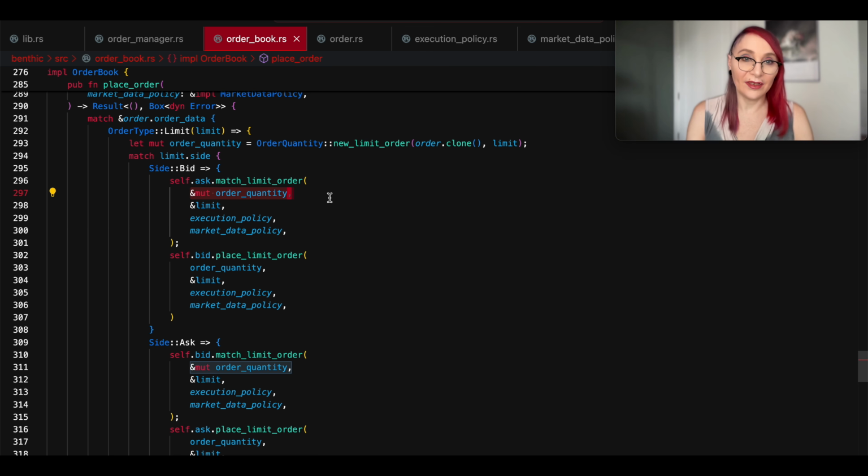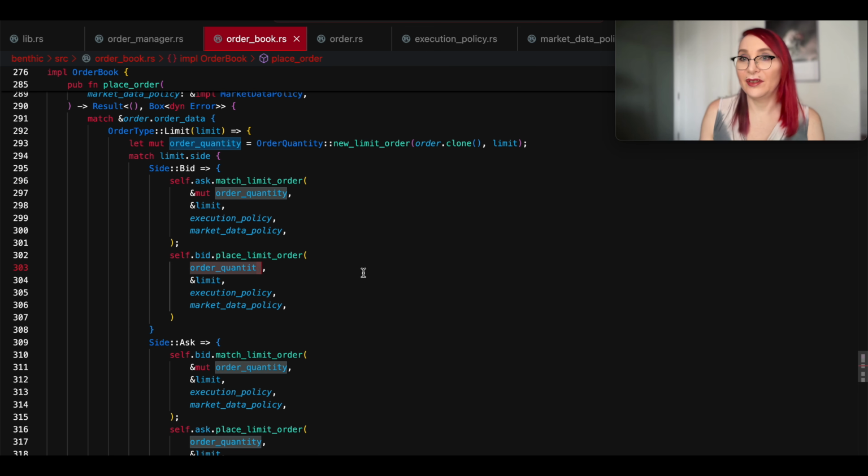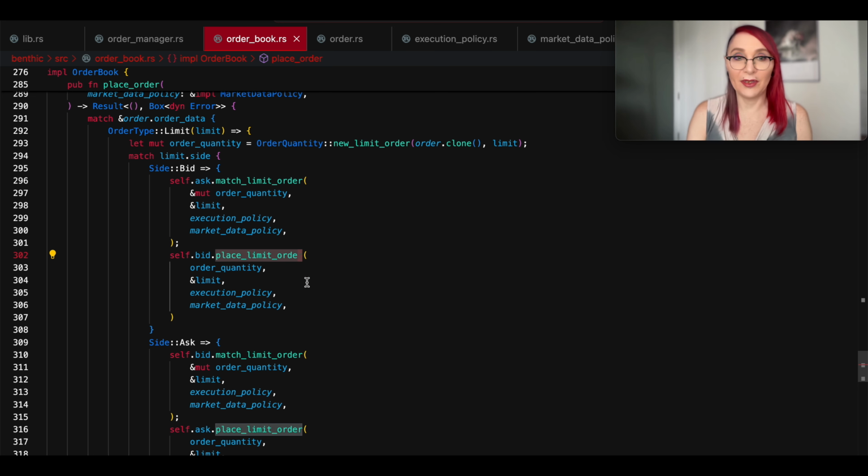And you see, I'm passing in the mutable reference to order quantity. So I'm expecting that this match limit order will change the order quantity, right? So if there is a match on the sell side, and my order was like buy 10, and it's now buy 5, right? So this new change will be in this order quantity here. And when I place it on the bid side, on buys, I place this updated quantity, okay? So this is not a reference. Place limit order will consume this quantity, okay?